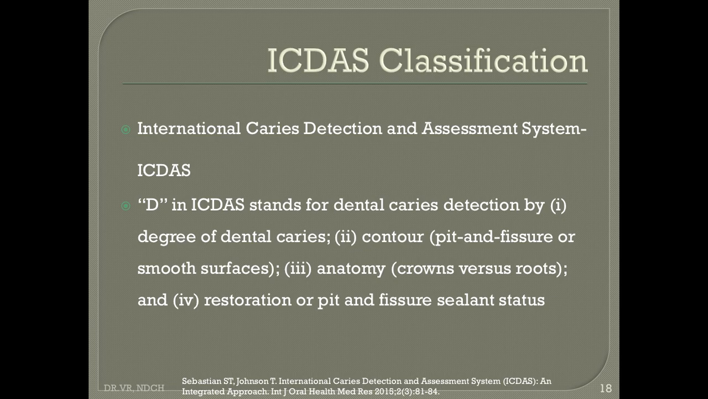The recent classification which is being used is the ICDAS classification, that is the International Caries Detection and Assessment System. Now the D in ICDAS stands for dental caries detection, by first the degree of dental caries, second the contour, that is whether it is pit and fissure or smooth surface, third is anatomy, whether it is crown versus root, and fourth is restoration or pit and fissure sealants.